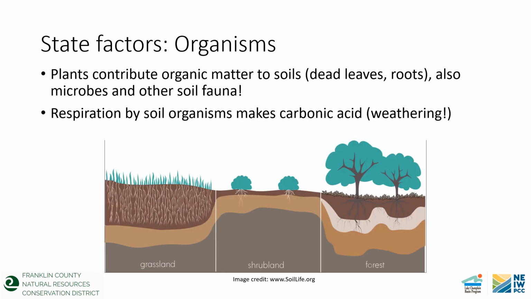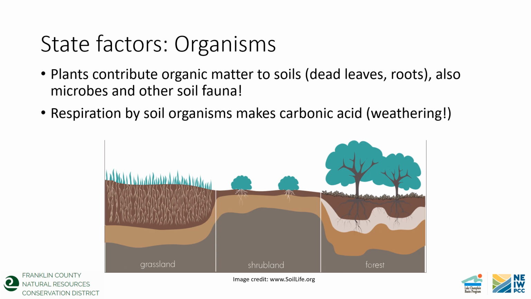State factor is organisms. Organisms matter a lot because they're the source of organic matter, and organisms are also largely responsible for important decomposition and nutrient cycling processes. Typically, the more plants that are growing, the more organic matter a soil will have. Plant roots and depth of rooting also help determine the depth of organic matter accumulation.